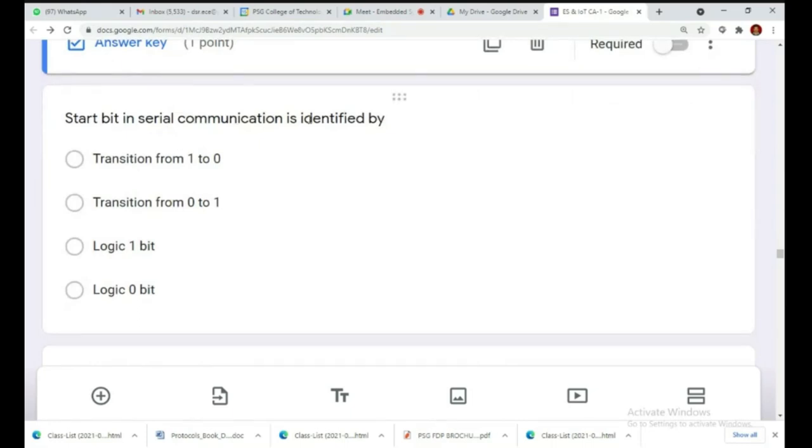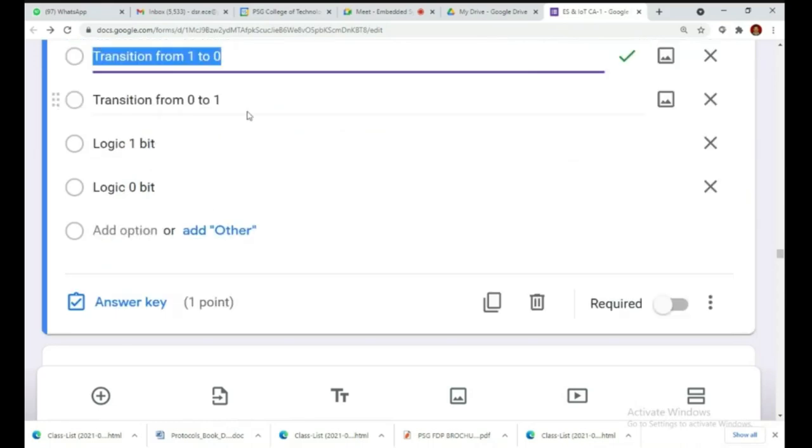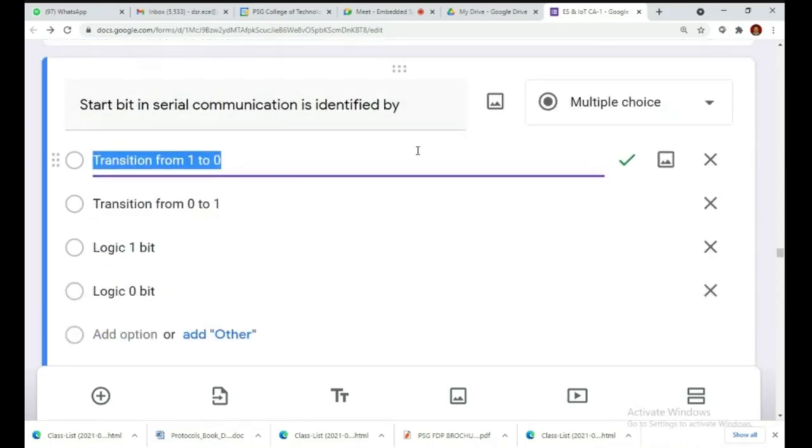Start bit in a serial communication is identified by transition from 1 to 0. A key press is also identified by transition from 1 to 0 if it is a GPIO. When the same pin is configured as a receiver pin, RxD pin, if there is a transition from 1 to 0, that is the start bit. That we need to understand. So start bit in serial communication is identified by transition from 1 to 0 is the right answer.